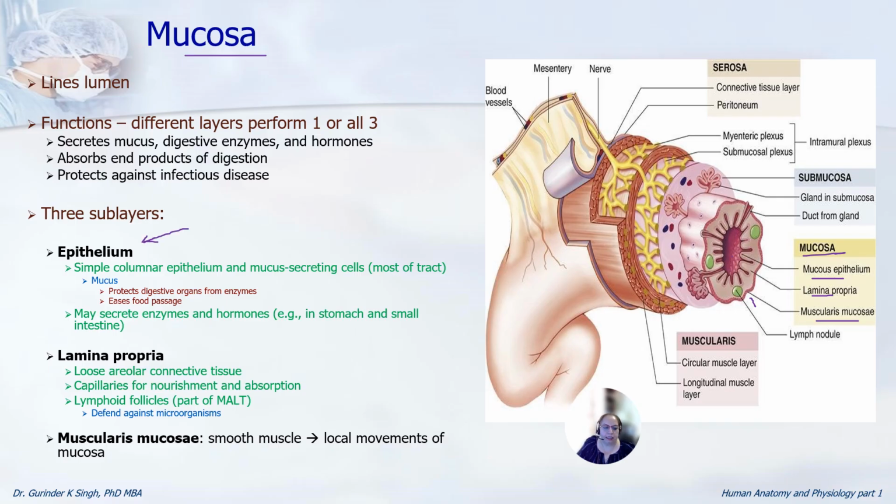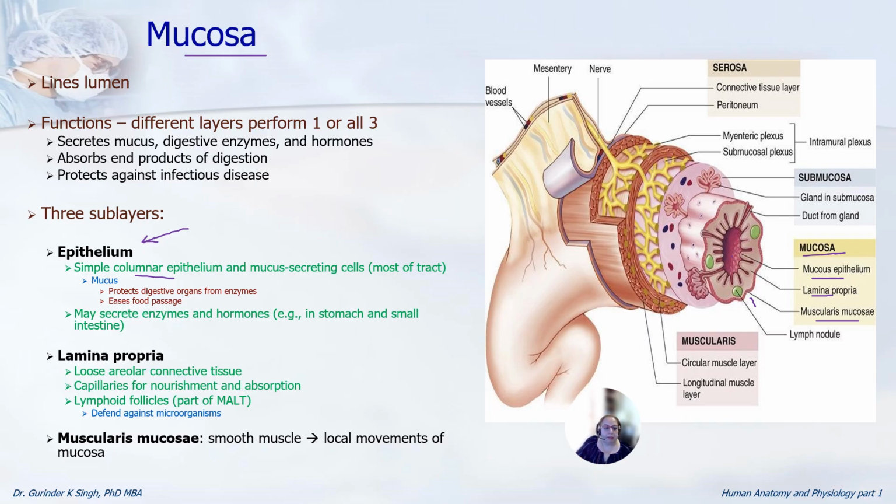So the epithelium is typically simple columnar epithelium, and they have lots and lots of goblet cells in them, mucus-secreting cells. So they secrete mucus, and mucus is formed by what? A protein called mucin, which is absorbed by the water, which dissolves into water and then becomes the slimy mucus.